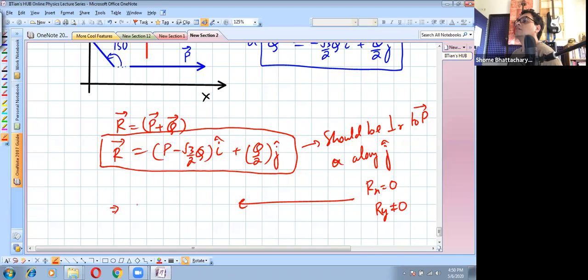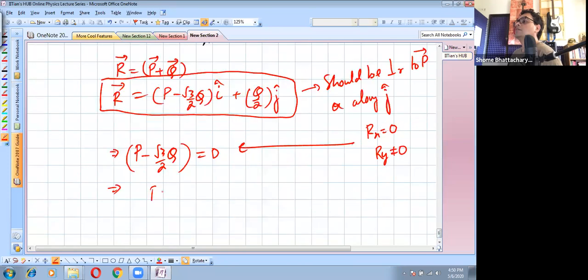So the resultant's X component here, you can see, is how much? It is P minus root 3 by 2 Q. This term should be 0. That's the condition for this vector to become along the y-axis, along J cap. You're getting again the same thing, that P is to Q will become root 3 is to 2. That's it. That's all.